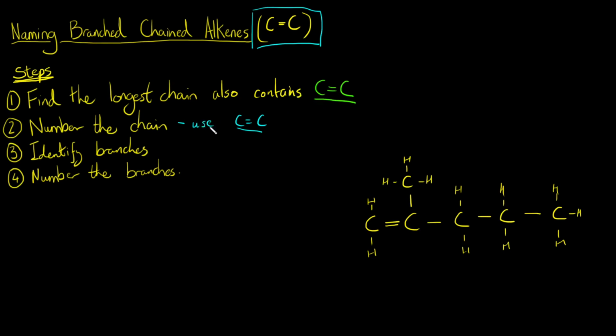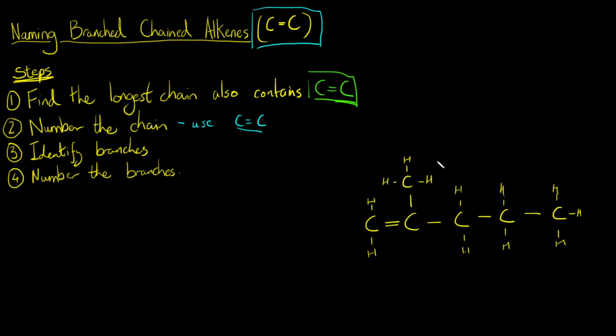Then we number the chain using the carbon to carbon double bond. We'll identify any branches, number the branches, and then write down the name. So, first step, find the longest chain of carbon atoms that contains this carbon to carbon double bond. So, a couple of choices here. We can say 1, 2, 3, doesn't look likely. 1, 2, 3, 4, 5, looking good. We can go back the way as well. 1, 2, 3, 4, 5. So there's the longest chain of carbon atoms, 5 carbon atoms.